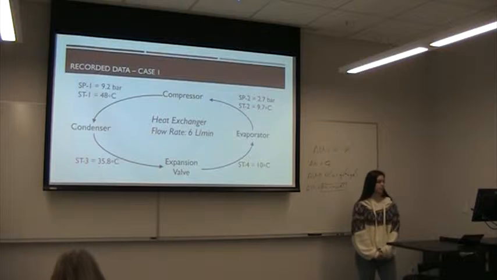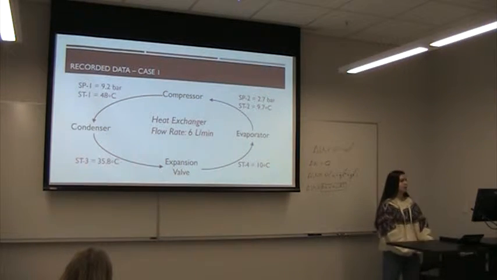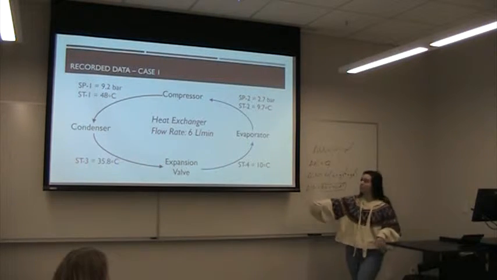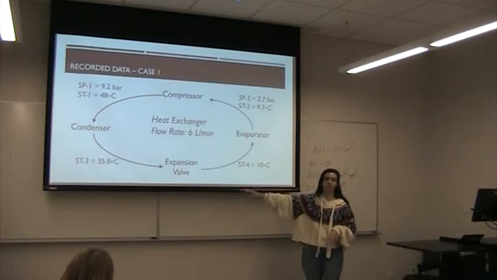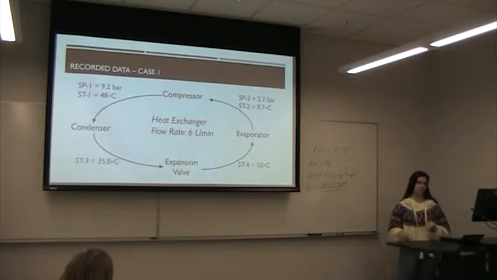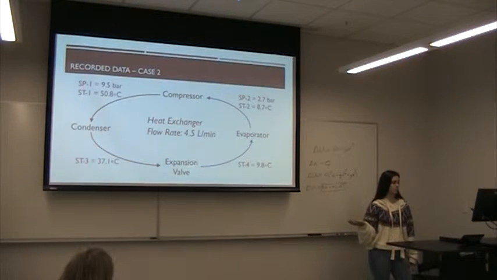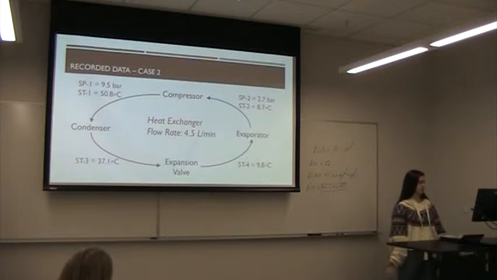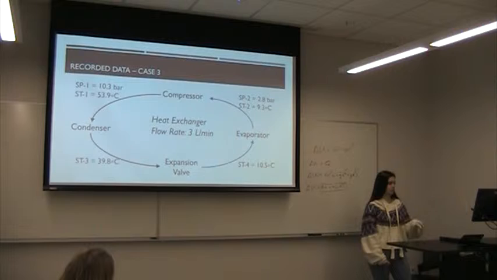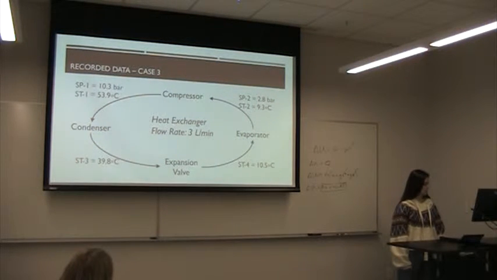For our case 1, we did a flow rate of 6 liters per minute. And here we have our main temperatures and our 2 pressures. So in the expansion valve and the compressor, we're worried about the pressure, and then in the condenser and evaporator, we're changing phases. And this is our flow rate for 4.5 liters per minute, and then 3 liters per minute. As the flow rate decreased, we found that the temperatures increased.